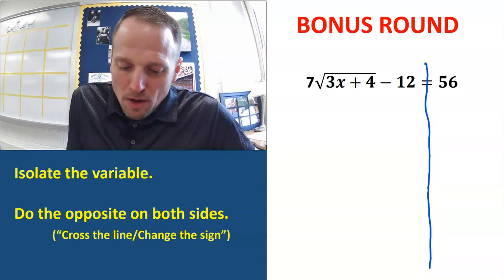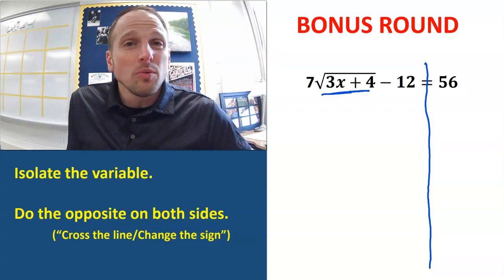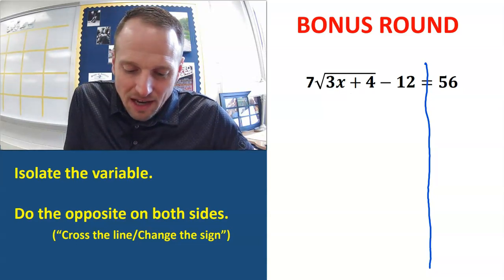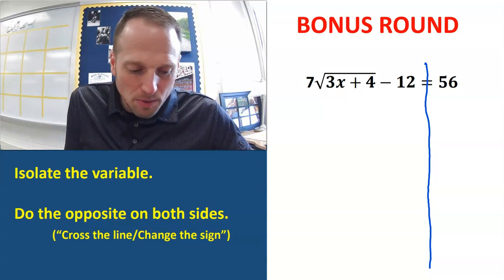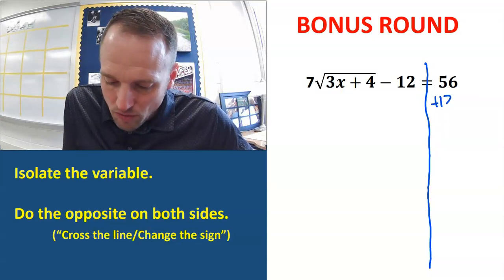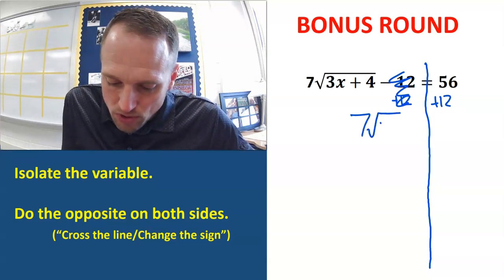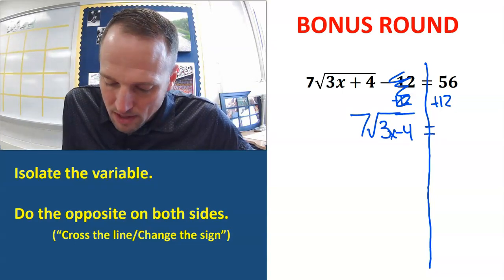Now, first of all, we can't deal with that square root until we get rid of everything that's outside of it. So we're going to have to get rid of the 7 and the negative 12. I bet you know what goes first. We're going to have to add that 12 over, plus 12. So what do we have? On the left side, we've got 7 root 3x minus 4. And on the right, that's going to be 68.